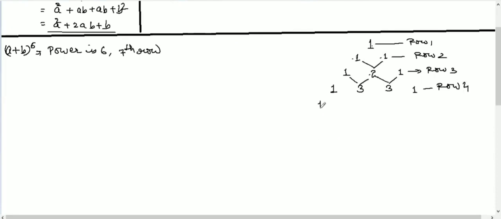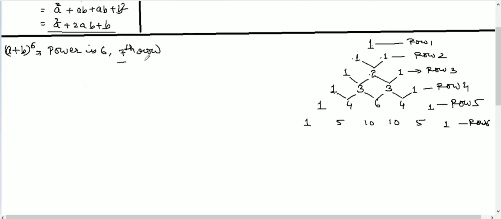Now the next row is 1 on both sides and 1 plus 3, here it is going to be 4, here it is going to be 6 and here it is 4. So we added these 2 terms, whichever terms are coming in between. So here it is row 5. Then row 6 will be 1 on both sides and here it is 5, 10, 10 and 5. This is row 6. As I explained, if the power is 6, we will use the 7th row.